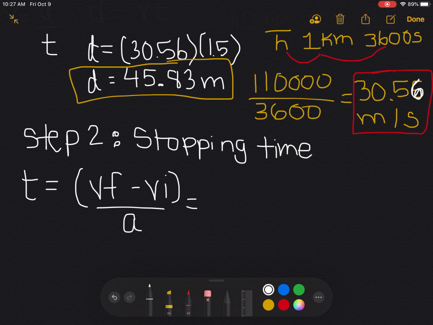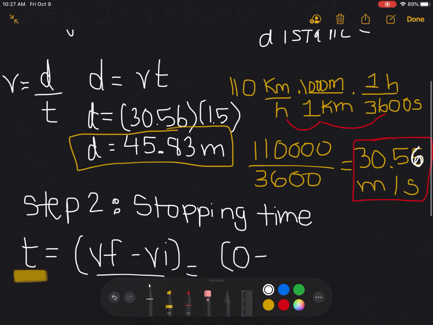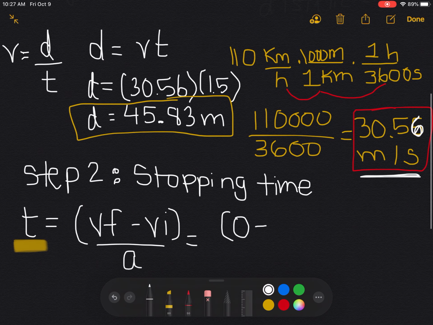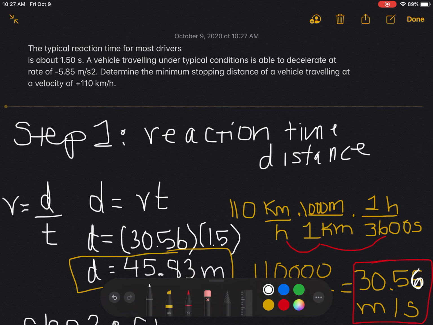All right, so our velocity, we're solving for t. This is the piece that we are looking for. So we have all the other pieces of information. We've got our velocity final, which if we're stopping, should be 0, minus our initial velocity. So before we start stopping, our initial velocity is 110 kilometers an hour, and we changed it into meters per second. So we need to use that right here, 30.56. All right. Divided by our acceleration, which is negative 5.85.